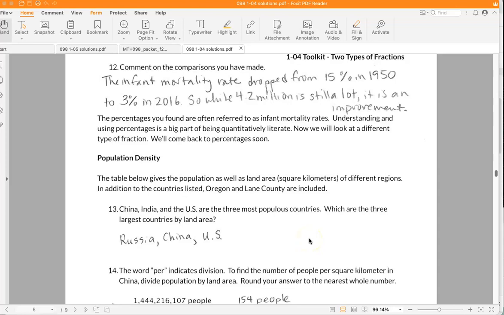So on page 22, we can write out our comments on the comparisons that we made. Infant mortality rate dropped from 15% in 1950 to 3% in 2016. So while 4.2 million dead babies is still a lot, it's a really big improvement from the deaths that we saw back in 1950.